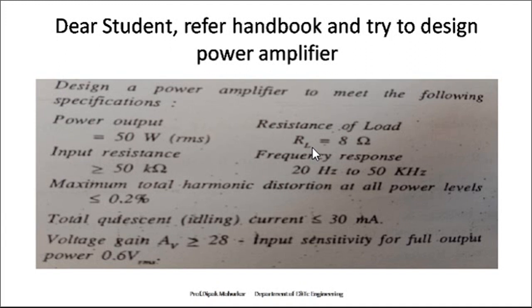Total quiescent idling current is less than or equal to 30 milliamp. Voltage gain, defined by A_V, is greater than or equal to 28. Input sensitivity for full output power is 0.6 volt RMS.